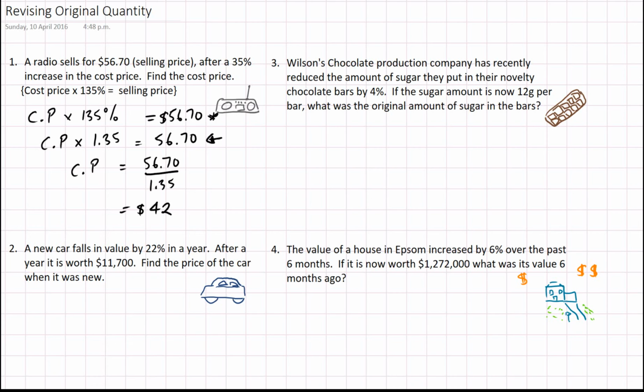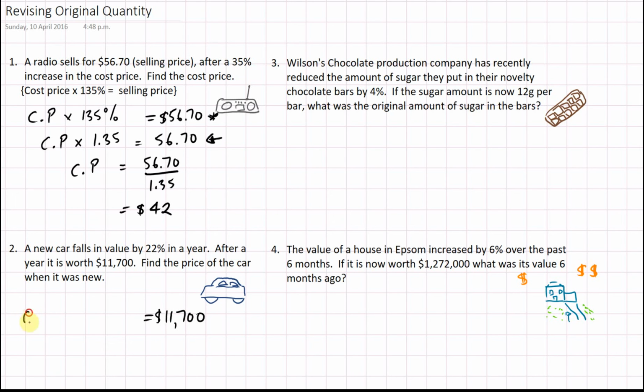A new car falls in value by 22% in a year. After a year it is worth $11,700. Find the price of the car when it was new. So cars generally depreciate in value, decrease in value as time goes on. So if I put the equal sign in, it's now worth $11,700. Okay, what was its original value when it was new?